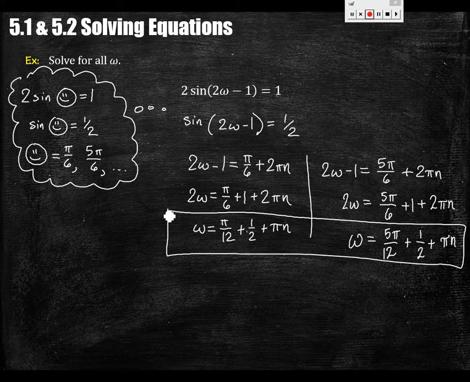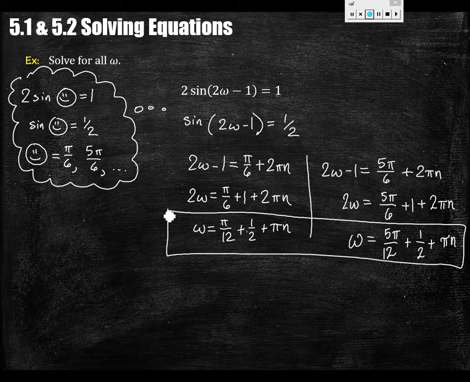Can you just, right now on your calculator, type in pi over 12 plus 1/2 plus pi, plus 1 pi, and tell me if that's a number between 0 and 6.28? Kind of feeling like it is. Pi over 12 plus 1/2 plus 1 pi. What is it? It's 3.9. So it's just a little past pi, right?